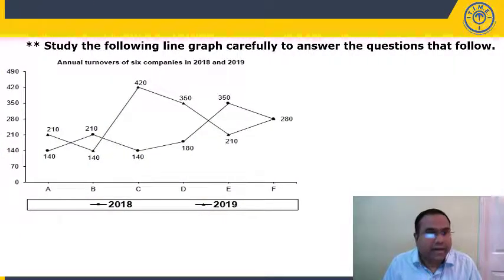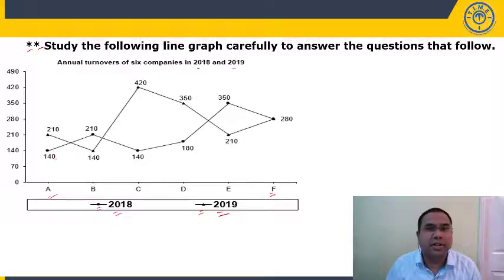Now, you can see a double star mark here. This indicates memory based questions given by our students. So, these are actual questions asked in your earlier bank exams. Study the following line graph carefully to answer the questions that follow. Annual turnovers of 6 companies in 2018 and 2019. The circle represents year 2018. The triangle shape represents year 2019. We have companies A to F, and we have turnover values given for these 2 years, 2018 and 2019.